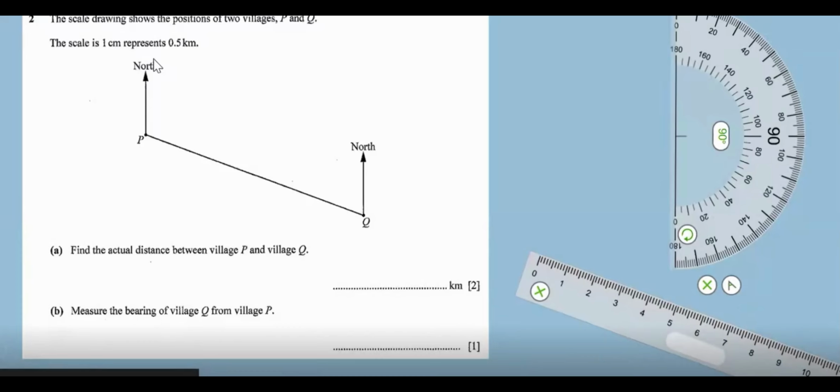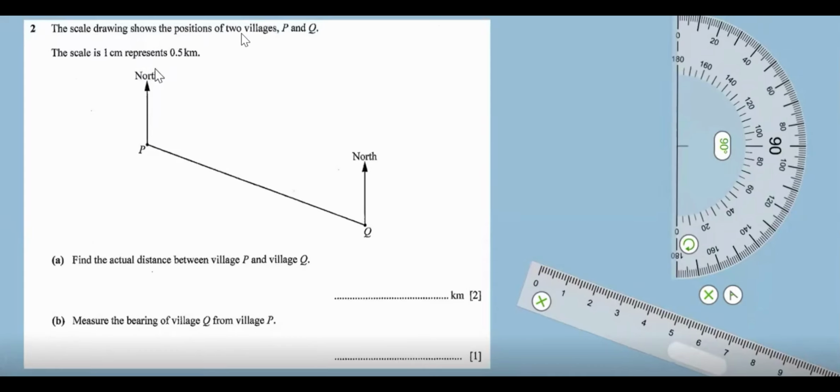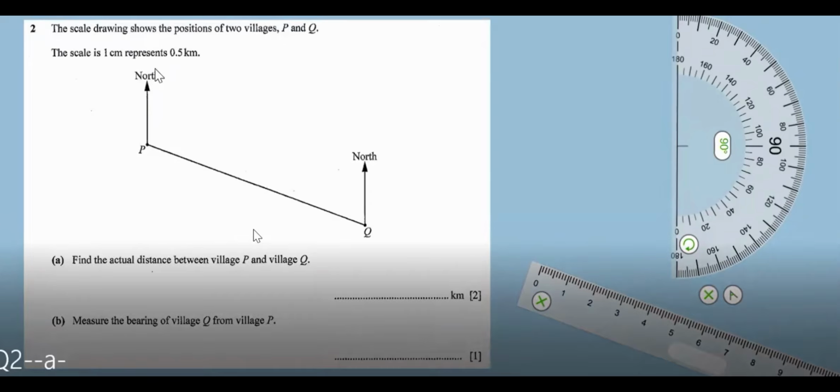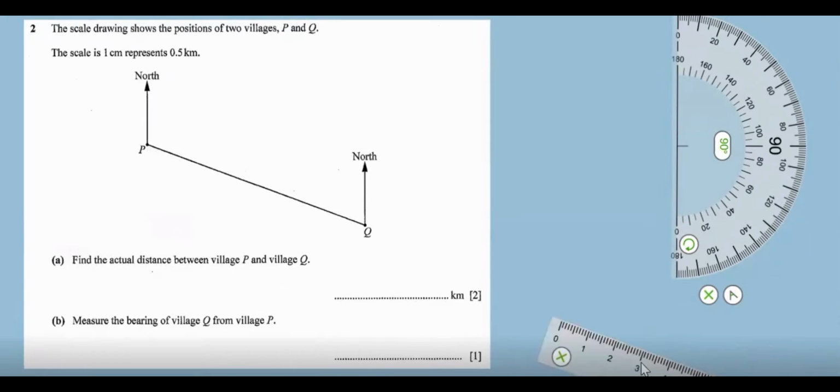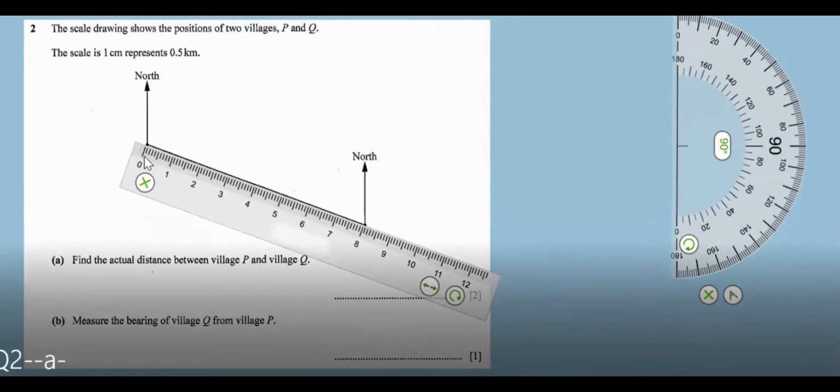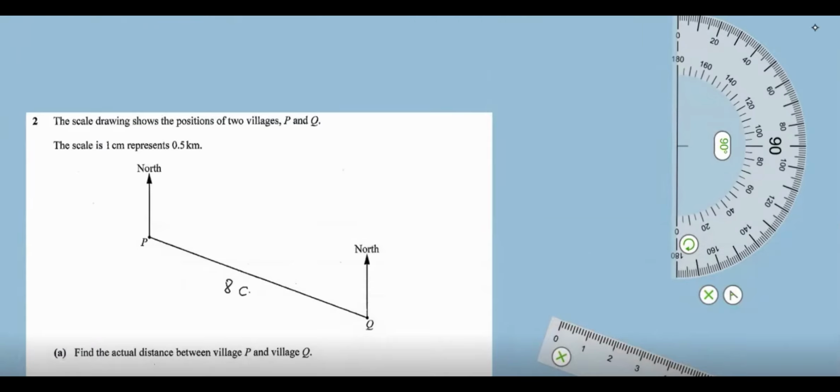Question number 2: the scaled drawing shows the positions of two villages P and Q. The scale is 1 cm represents 0.5 kilometer. Part A: find the actual distance between P and Q. To calculate the actual distance between P and Q, we will first measure the distance on the scale drawing. We measure the distance between P and Q with a digital scale. The distance between P and Q is 8 centimeter. We write here 8 centimeter distance between P and Q.